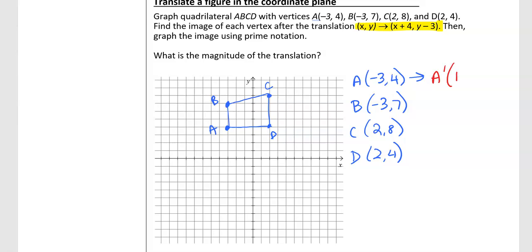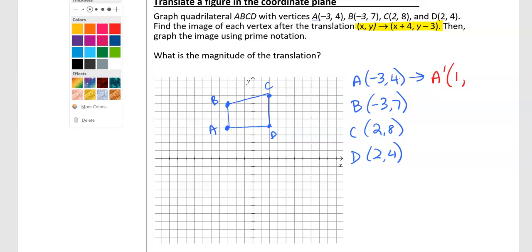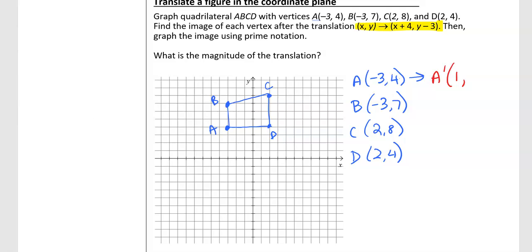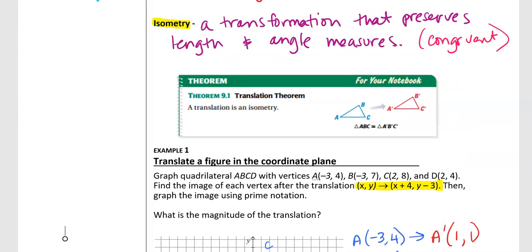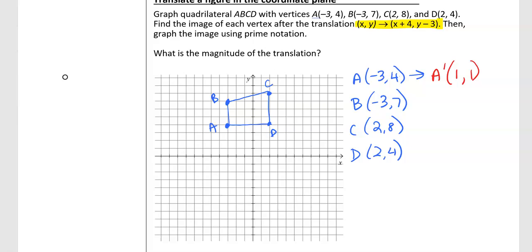-3 plus 4 is 1. Do the same thing for the 4. I want to plug it in for y here, and so if I do 4 minus 3, I get 1. So I just happen to get 1, 1 here. I was trying to fix that parenthesis. Okay, so I could do that for each of the 4 vertices. So let's go ahead and do that.